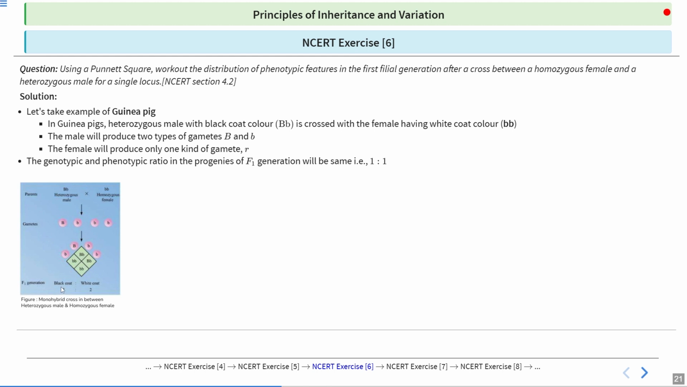So here, you are getting two black coat and two white coat. This is 2:2, or you can write this as 1:1. So the genotypic and phenotypic ratio in the F1 generation is 1:1 here.